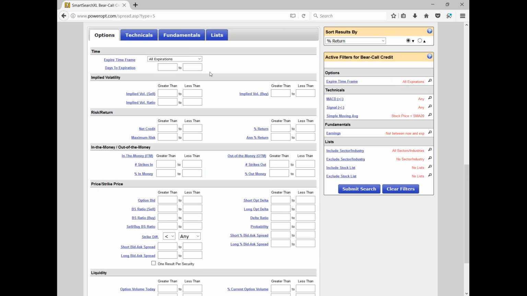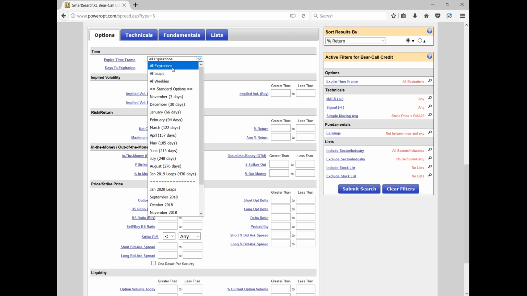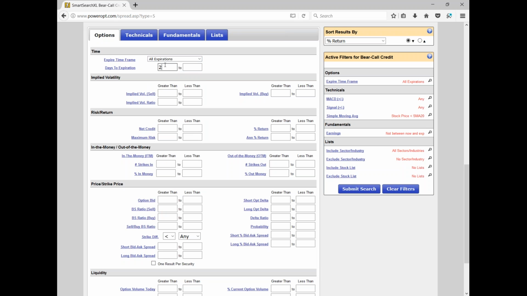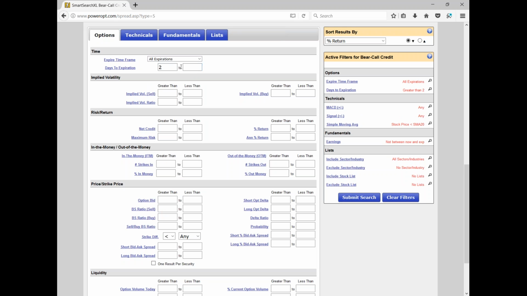We want it to be short term. We don't want to look 2 days out, although we could. We could easily put that in to see what matched our criteria. We're going to go to the next cycle. We're going to put it all expirations, but hey, if you wanted to go just to a standard December or January expiration, click that as well. We're going to go all expirations. We're just going to go 2 to 14 days out in time.